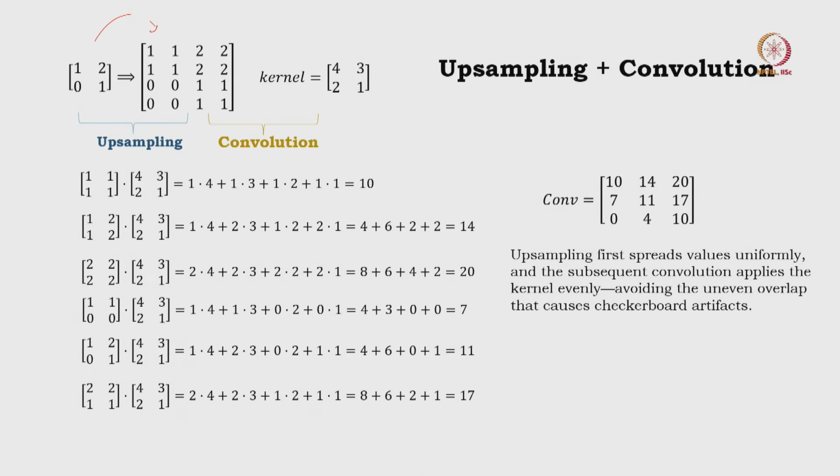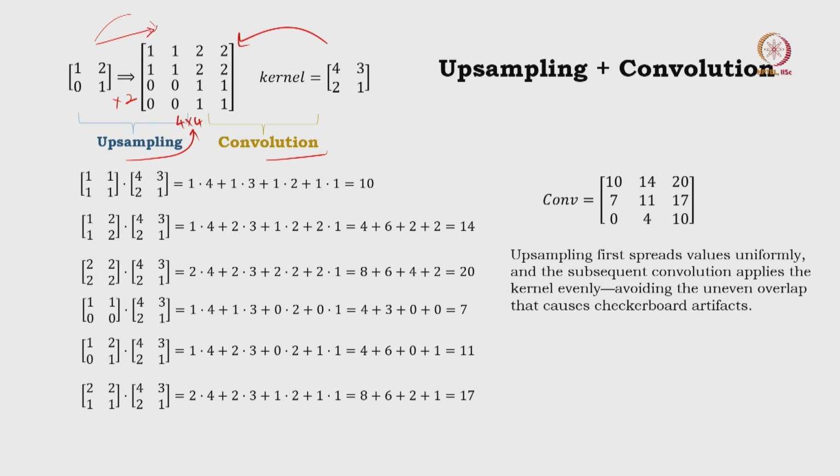So what have we done? First upsampling. How have we done upsampling? This is 2 cross 2, the upsampling factor is 2, therefore we have got 4 cross 4. This is the upsampling method. For this you are applying a convolution, which is the same as your previous one.